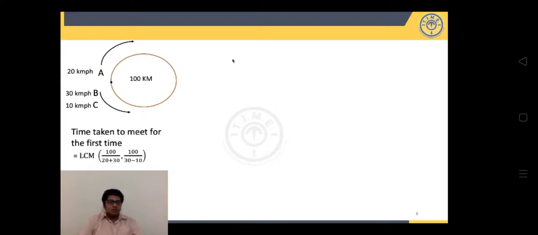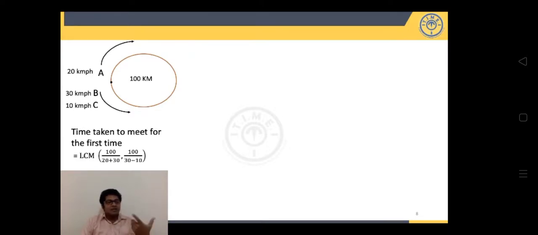Okay, so we have the formula. Time taken to meet for the first time is nothing but the LCM of the time taken to meet in pairs. So A and B, B and C, or you can even have A and B and A and C. The answer will not change. A and B will be 100 divided by 30 plus 20. A and C will be 100 divided by 20 plus 10.